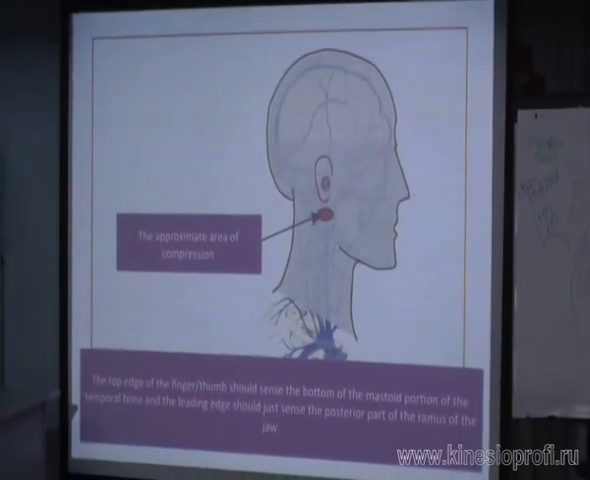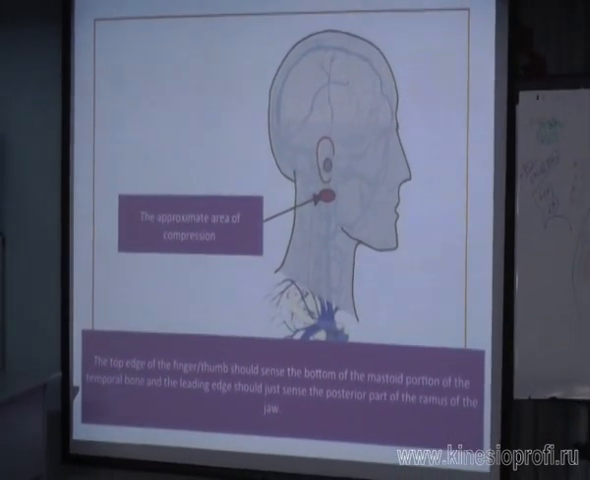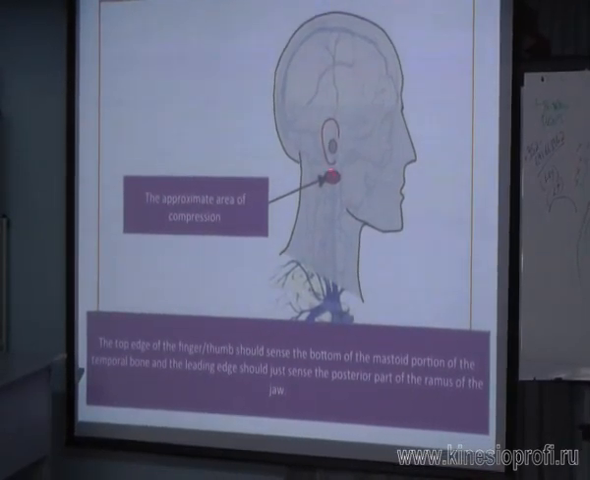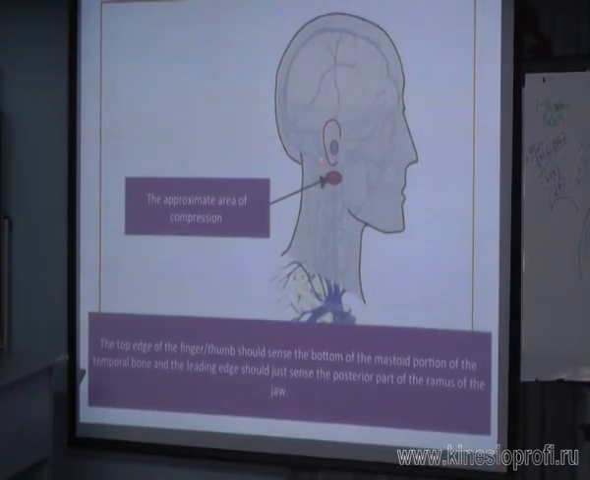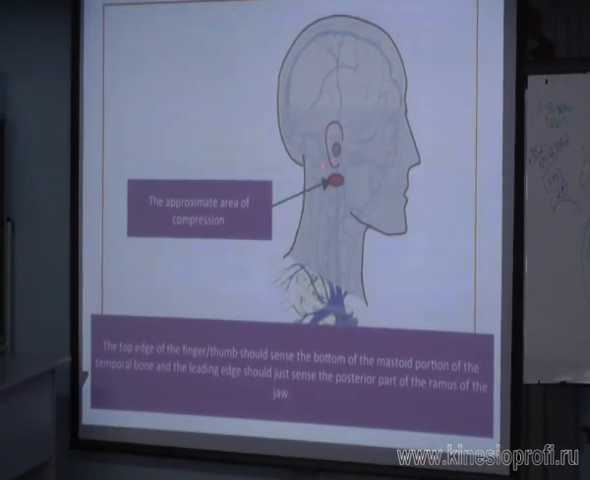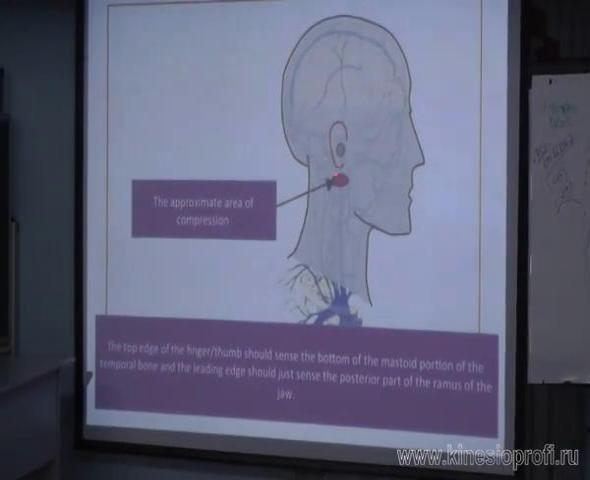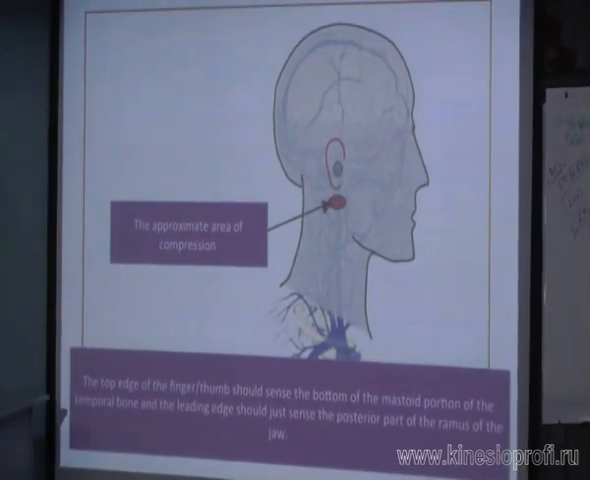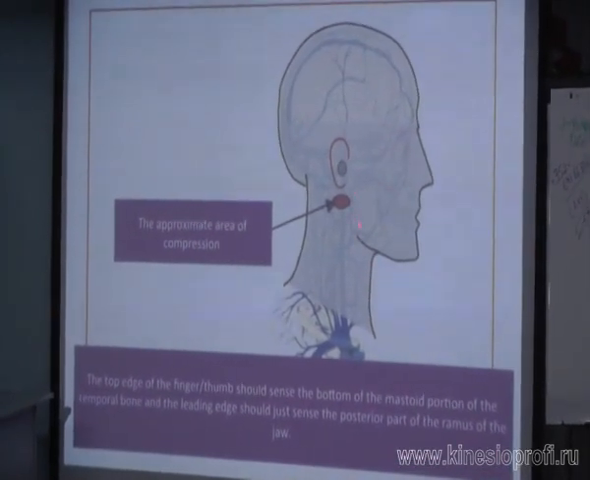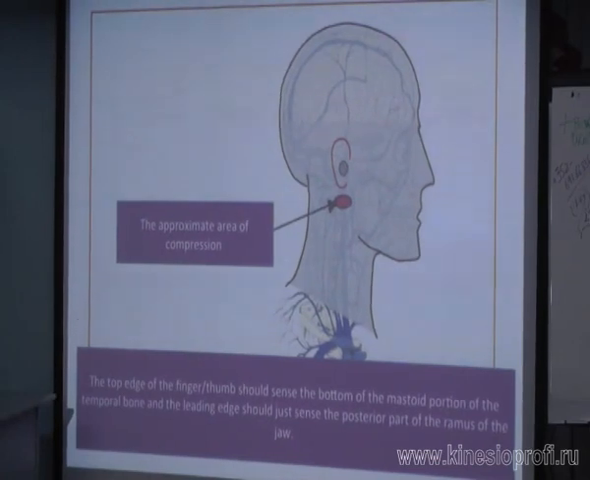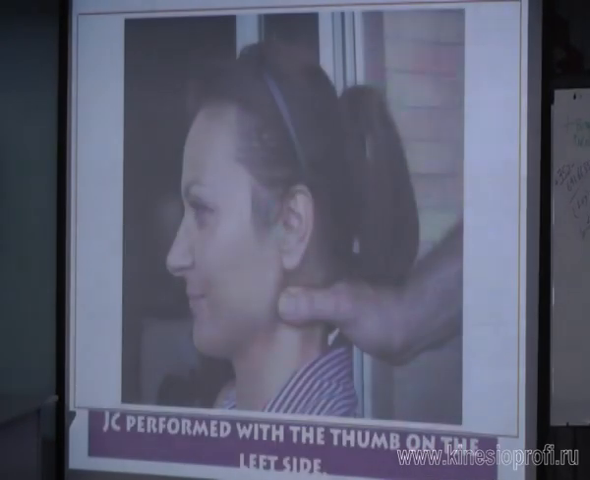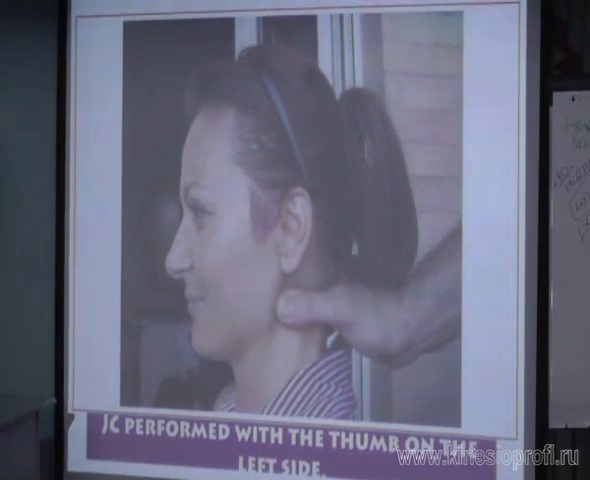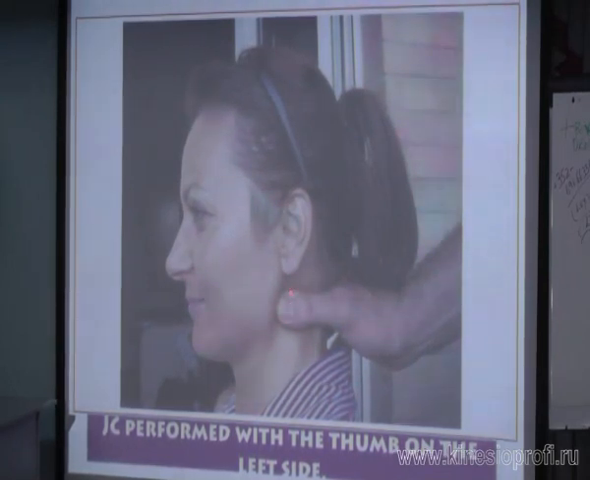Approximate area of compression is lateral to the transverse process of C2, just below the mastoid process of the temporal bone, and just posterior to the ramus of the jaw, behind the vertical portion of the mandibular ramus. So you see me applying it here, with my finger in the compression position.